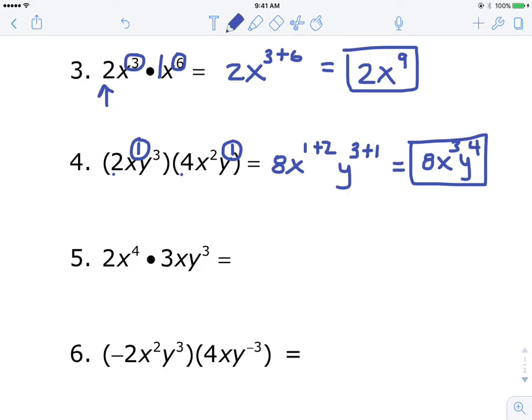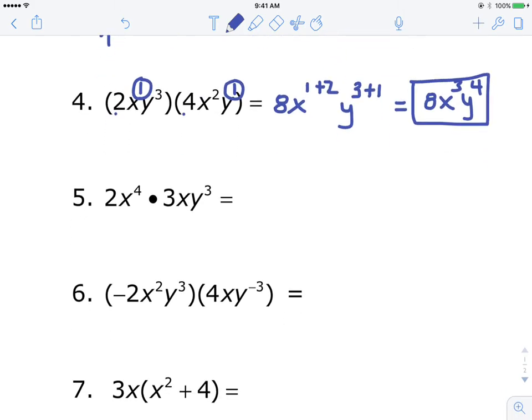All right, problem 5, here we go. This one has got x's in the first one, x's in the second one, but also a y over here. All right, let's not let that throw us off. Put a little 1 on our x so we don't forget it.